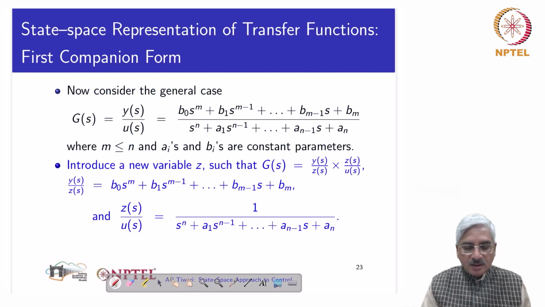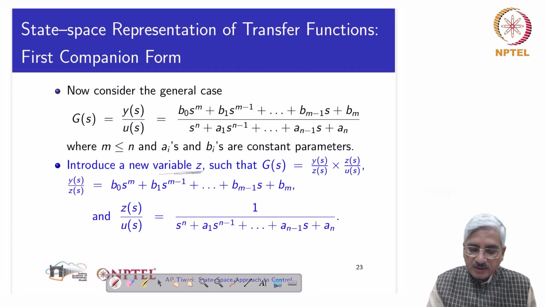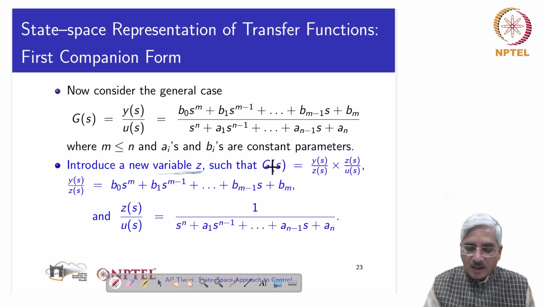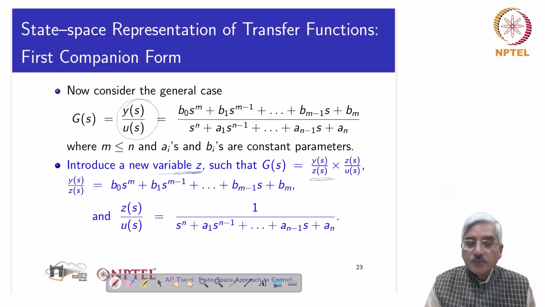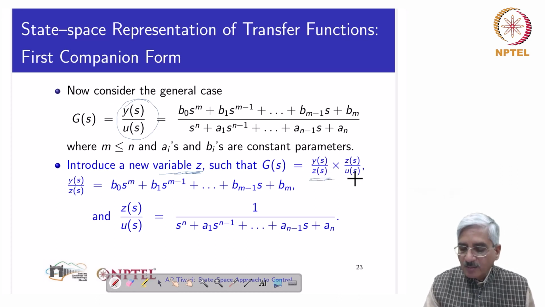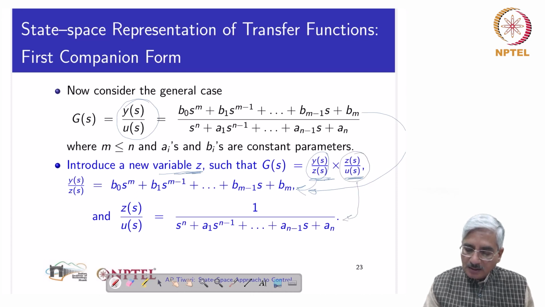So we move ahead, and what we do is we introduce a new intermediate variable, which is z, and we write the given transfer function ratio Y(s) by U(s) as a product of two ratios, Y(s) by Z(s) multiplying Z(s) by U(s). And in this, Y(s) by Z(s) is essentially the numerator of this given transfer function. This is here, that is represented by Y(s) by Z(s), and Z(s) by U(s) contains essentially the denominator of this transfer function.